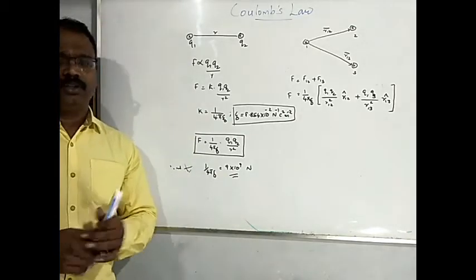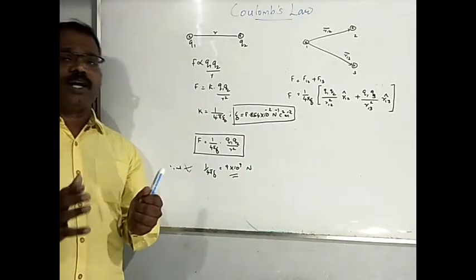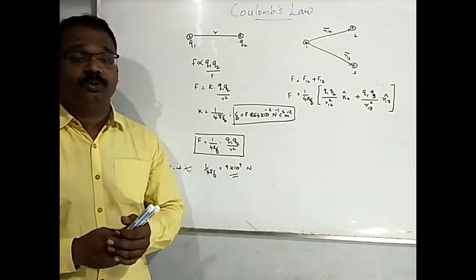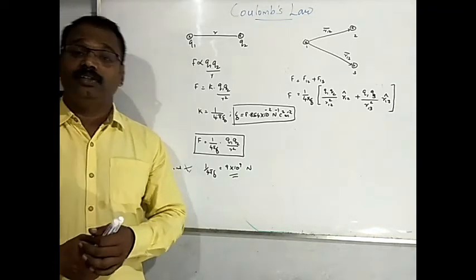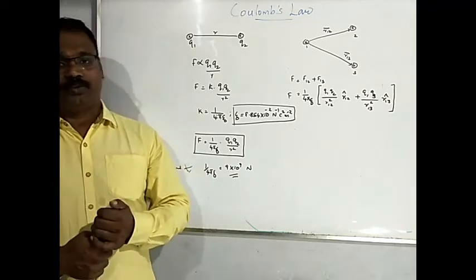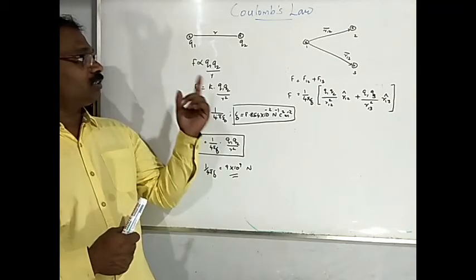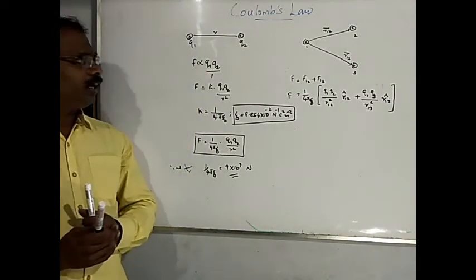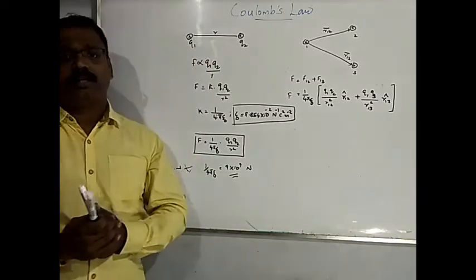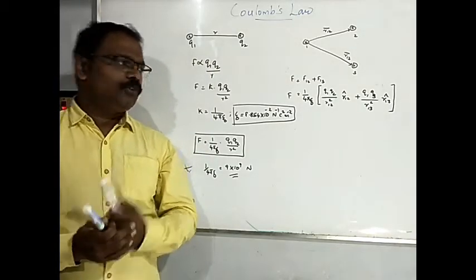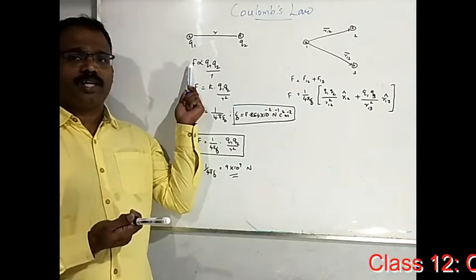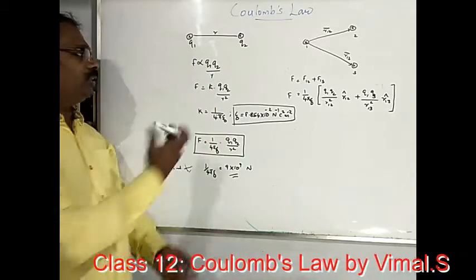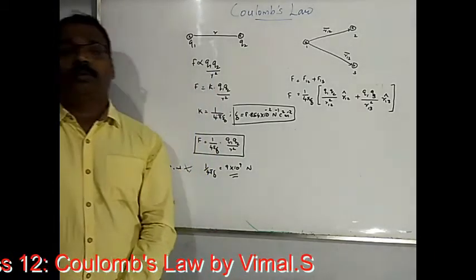Coulomb's law states that the force of attraction or repulsion between any two charges is directly proportional to the product of their charges and inversely proportional to the square of the distance between the charges. Now let us consider two charges, Q1 and Q2, separated by a small distance r. According to Coulomb's law, the force, which depends on the nature of the charge, is proportional to Q1 Q2 by r square.